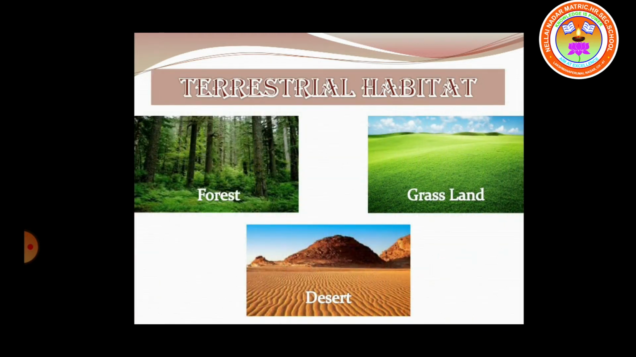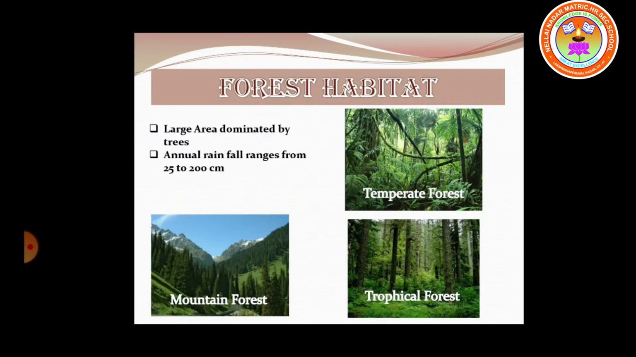Next, we are going to see the different types of terrestrial habitat. They are forest, grassland, desert. So, terrestrial habitat is classified into 3 types: forest, grassland, desert. Are you clear? Now, let us move on to forest habitat.